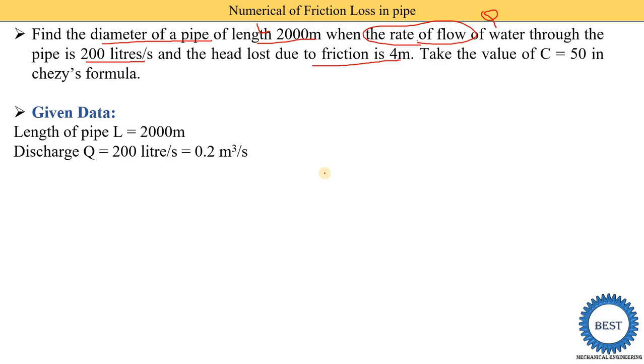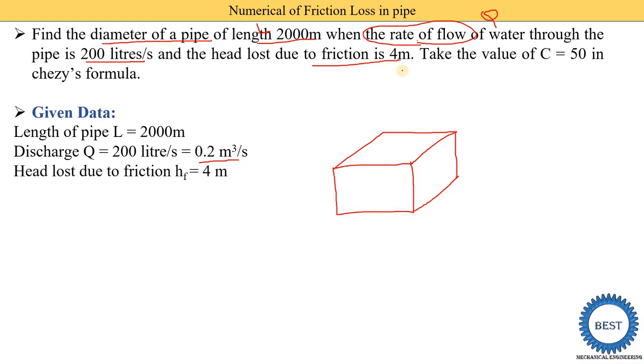We know that in a 1 meter cube tank, 1000 liter of water can be filled. Suppose we make one tank and all the sides of the tank are 1 meter. So what is the volume of the tank? It is 1 meter cube. So in a 1 meter cube tank, 1000 liter of water is filled. That means we need to divide liter per second by 1000, so we get meter cube per second. So 200 liter per second is equal to 0.2 meter cube per second.